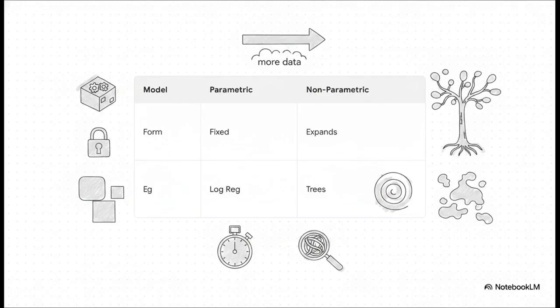When building these models, you have a choice. Parametric models, like logistic regression, have a fixed, simple number of parameters regardless of how much data you feed them. They're fast and highly interpretable. Non-parametric models, like decision trees, are highly flexible. Their complexity physically expands to capture intricate relationships as you add more and more data.